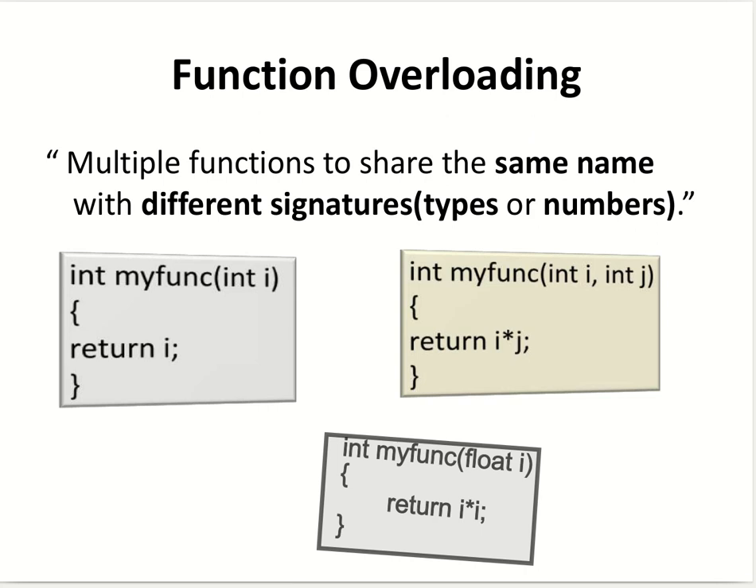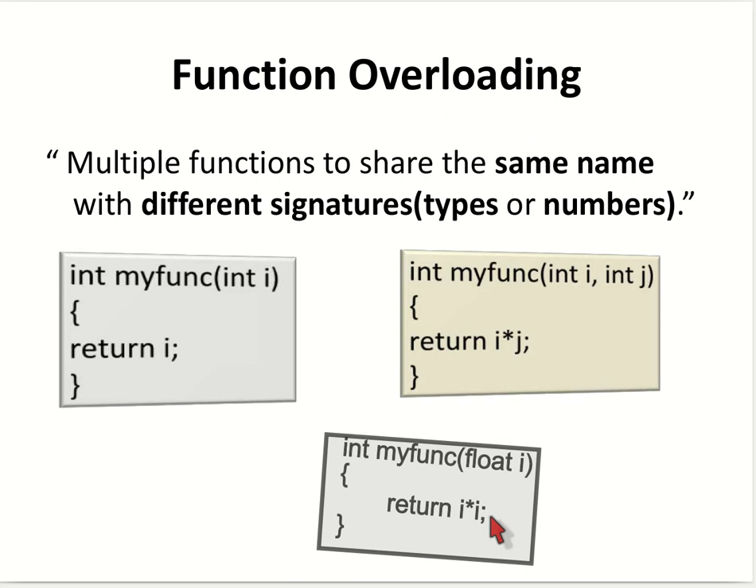In this session we will be discussing function overloading. Function overloading is nothing but different functions with the same name but different signatures. Means what? myfun(int i), myfun(int i, int j), myfun(float i). This function name with the arguments is known as a signature. So the function name will be the same, but the signature arguments will be different for all these functions.